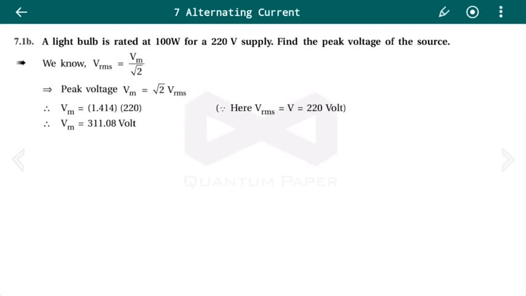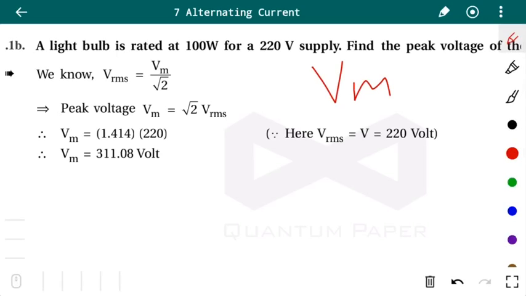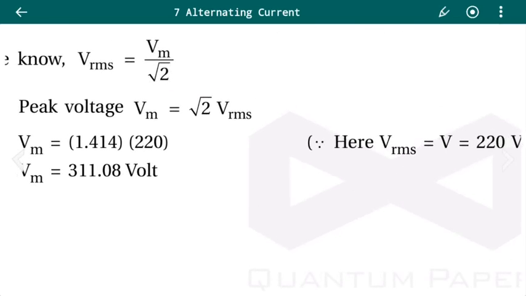Now part B of 7.1. A light bulb is rated at 100 watt for a 220 volt supply. Find the peak voltage of the source. So here the supply that is given is the VRMS value, and we need to find the peak voltage, that is Vm. We know the equation VRMS equals Vm upon root 2. So from that we can take Vm as the subject. So Vm equals root 2 VRMS.